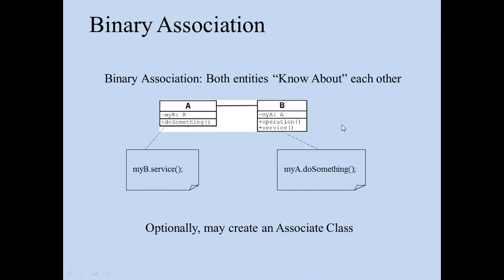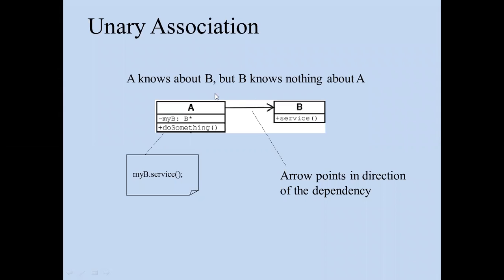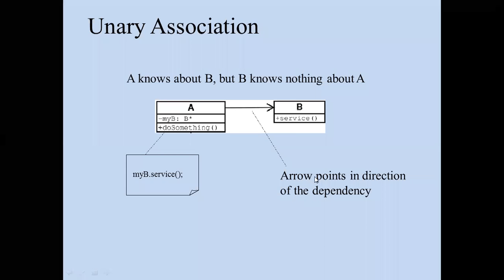Then unary association: here you can see class A and class B. A knows about B but B doesn't know about A. This is the unary association, one way. Here the arrow points in the direction of the dependence. A is dependent on B. Here you can see the operations. These are the unary associations.